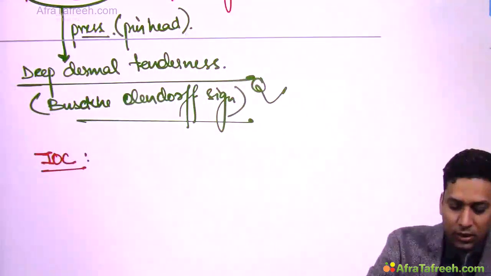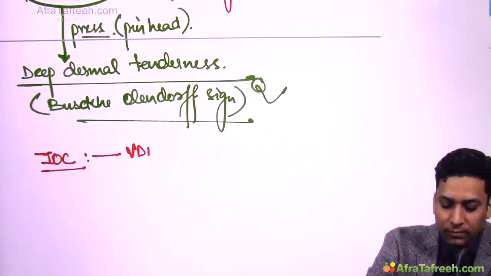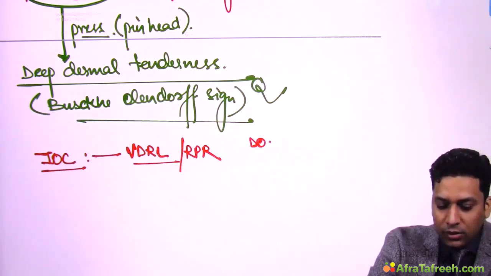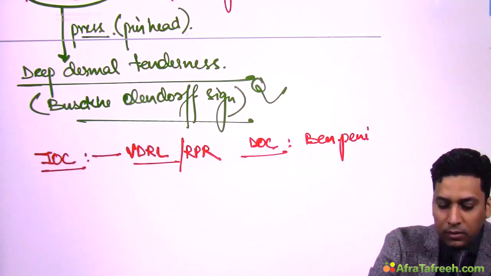Investigation of choice here is a non-treponemal test like VDRL, RPR, and the drug of choice here is also benzathine penicillin.